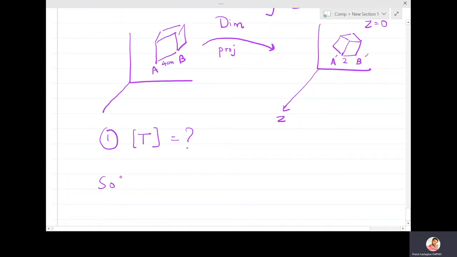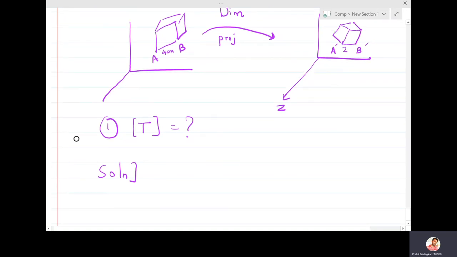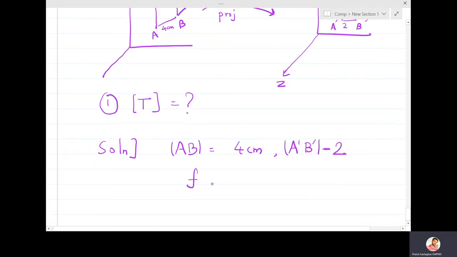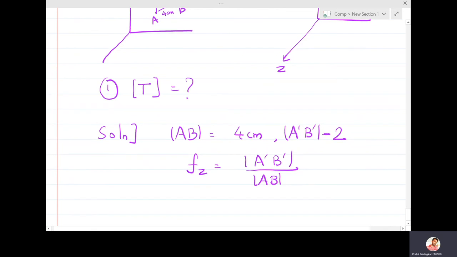So it is very clear that since we are viewing it along the z-axis, and the original length of the segment was 4 cm and A dash B dash was 2 cm, this means that the foreshortening factor along the z-axis is given by what? A dash B dash upon AB length, which is nothing but 2/4.